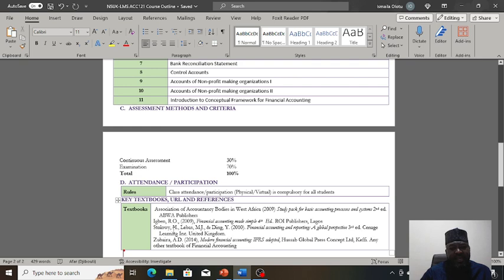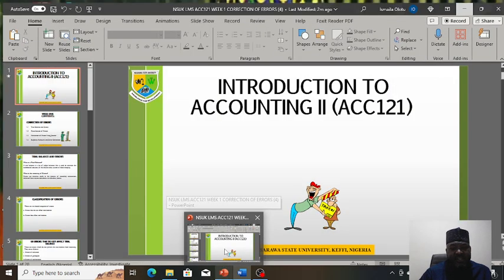Then we have this foreign text, Stolowy and Lebas, specifically on financial accounting and reporting, a global perspective. Then we have the book by our dear Professor A.D. Zuberu on Modern Financial Accounting, IFRS adopted, meaning it is a text that has been prepared having in mind the format, the template for the current international financial reporting standards. We expect that you have access to any of these and you go through them. That will really help your journey as far as this course is concerned.